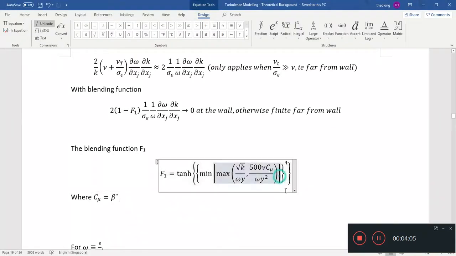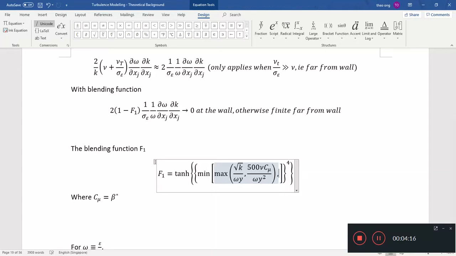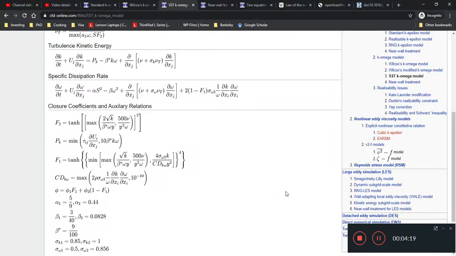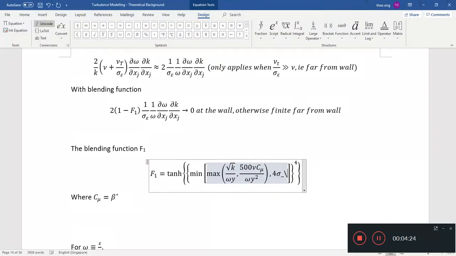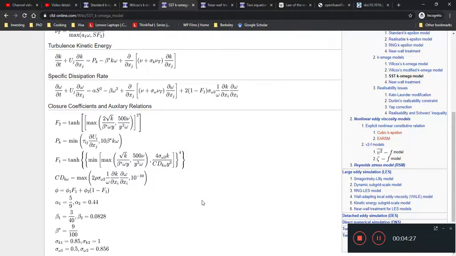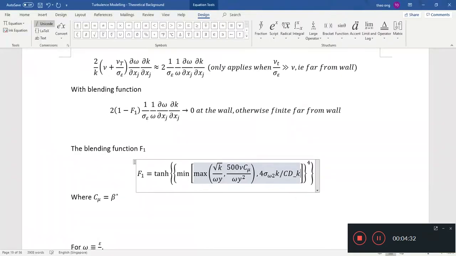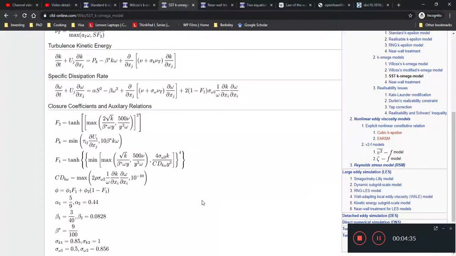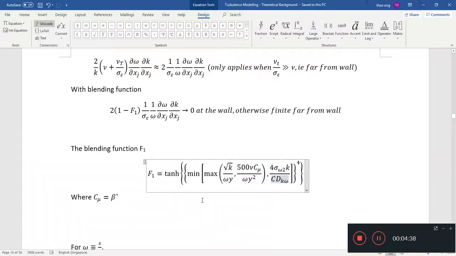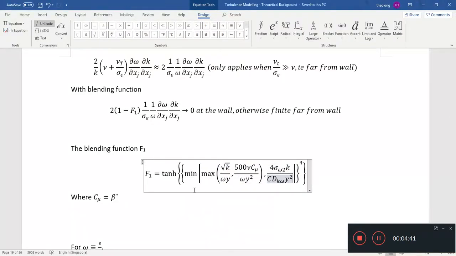Okay, the next one is max of this, and then the minimum will be, okay, so there'll be a 4 sigma omega 2, 4 sigma omega 2. So this is a constant k divided by cd k omega. You'll go through each of these very shortly. Y squared. Okay, so this F1 looks like a horrible mess.